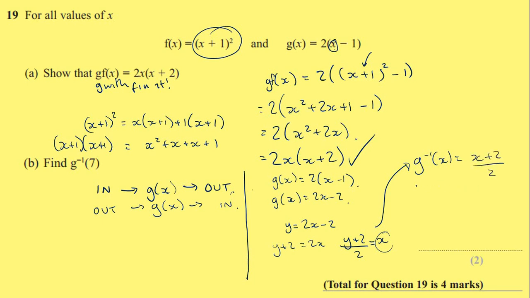Okay? Now, when x is 7, g to the negative 1 of 7 is equal to 7 plus 2 all over 2, which is equal to 4.5, because 9 over 2 is 4.5. Okay? It's a little bit tricky, really.